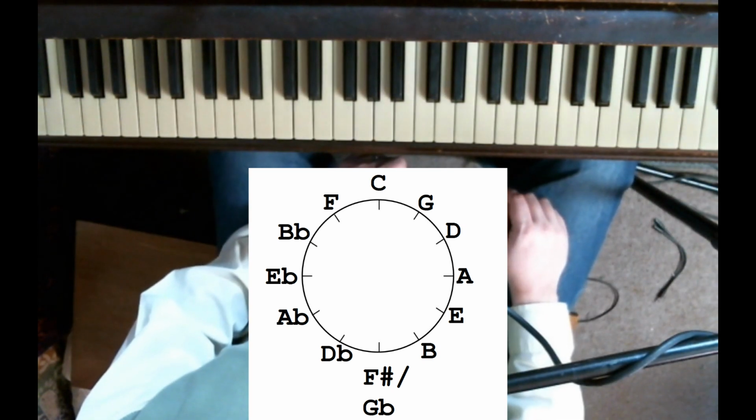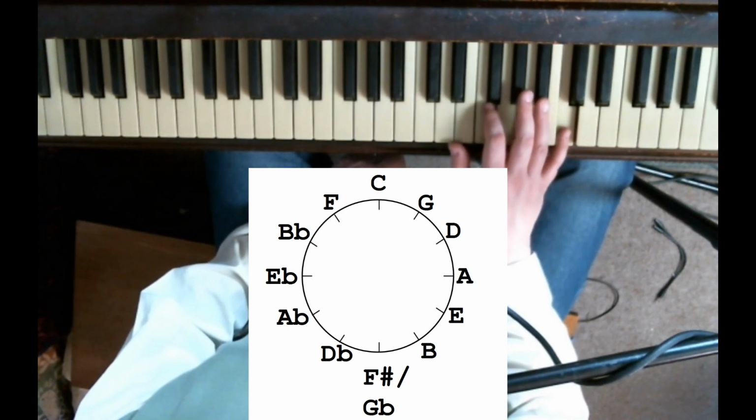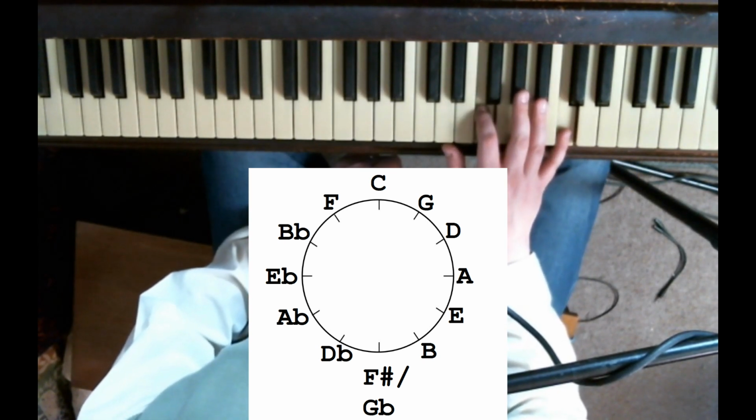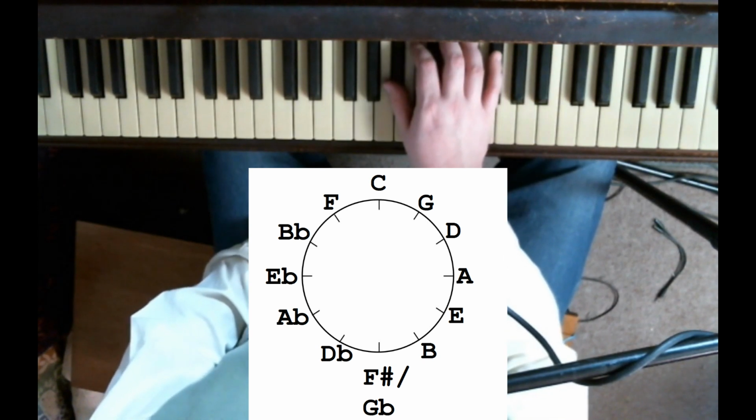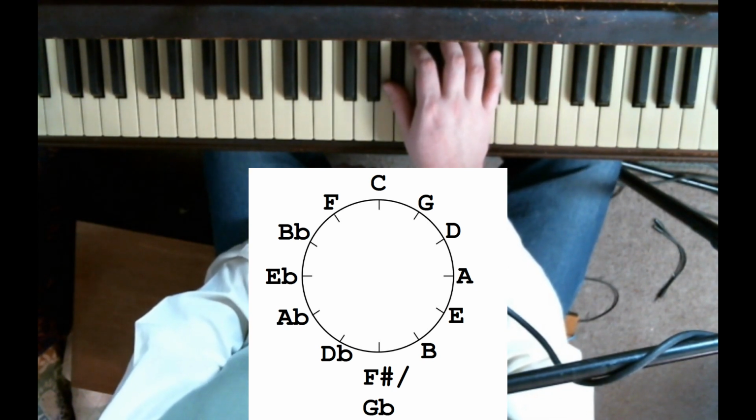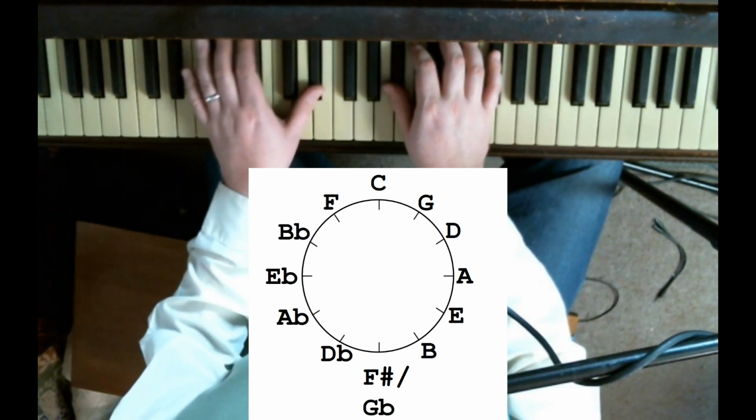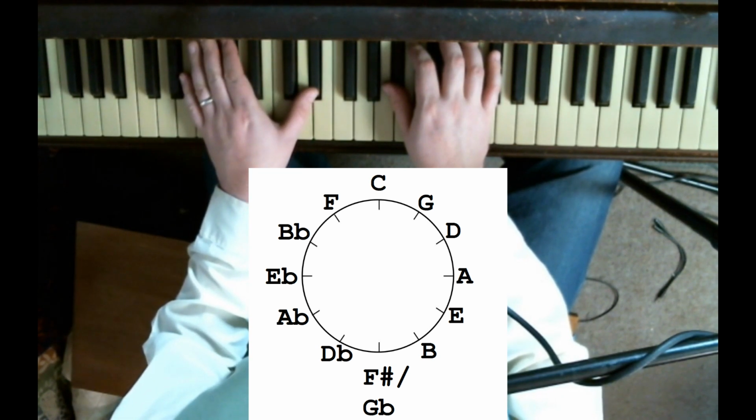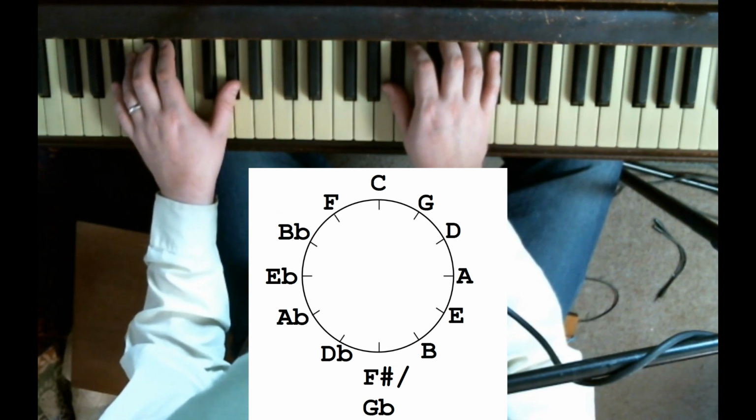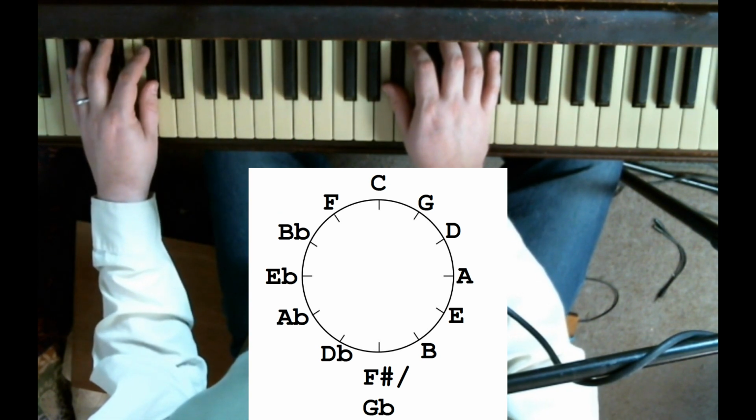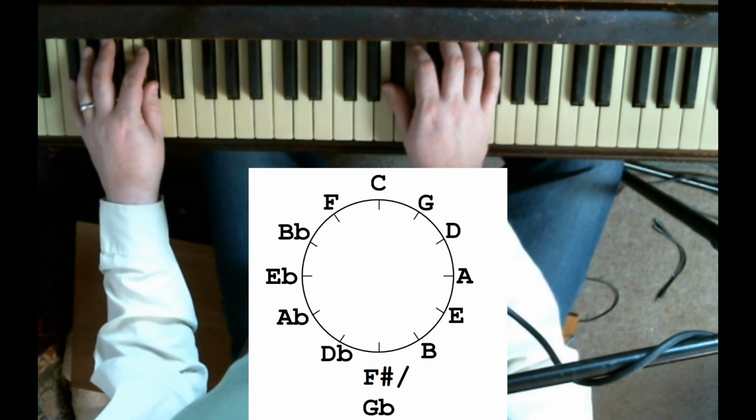Let's go in the other direction now. So a fifth below C is F. And then a fifth below F is B flat. And a fifth below B flat is E flat. Then a fifth below E flat is A flat. And a fifth below A flat is D flat. And then a fifth below D flat is G flat.